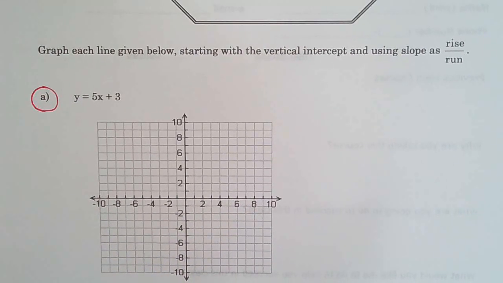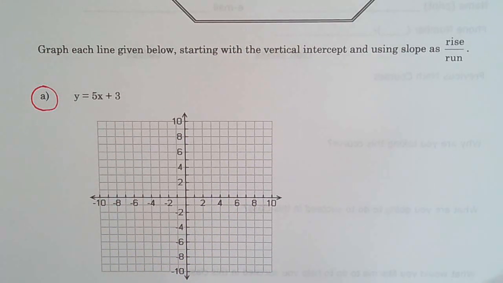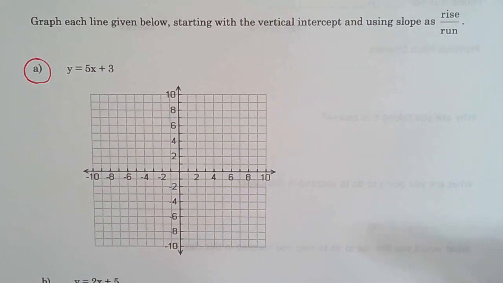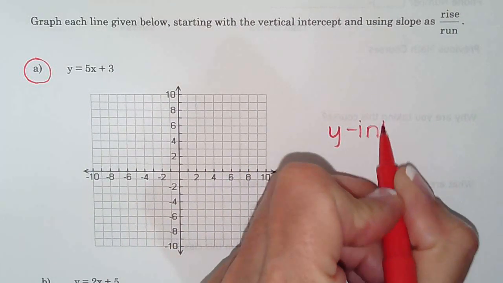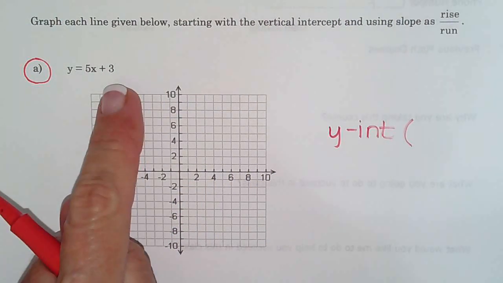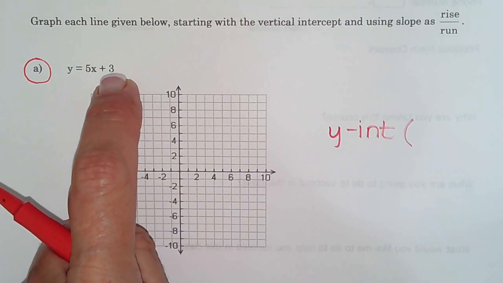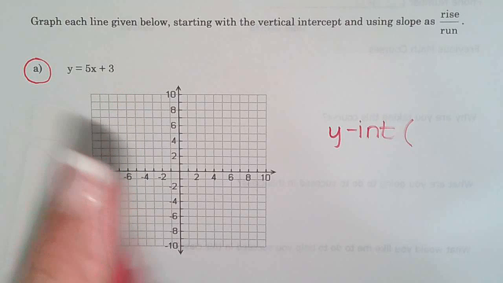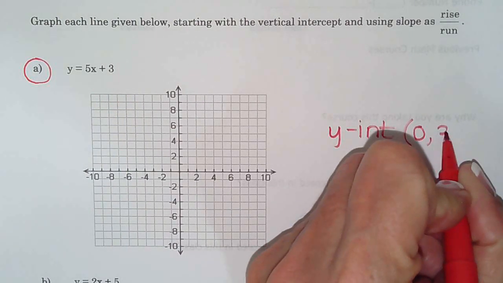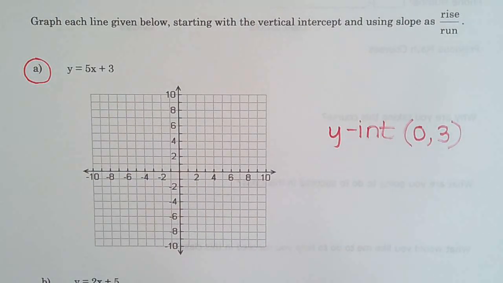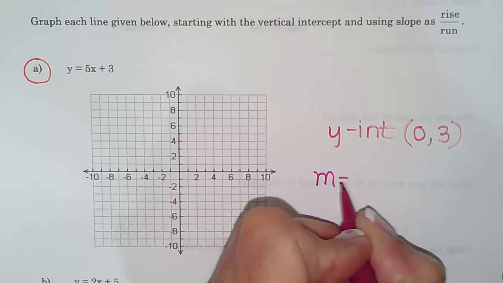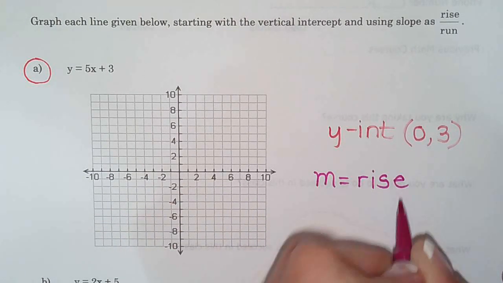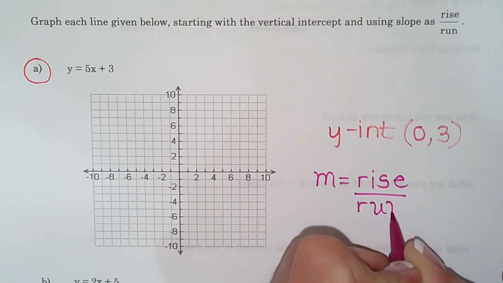So we start with the vertical intercept, and then we do rise over run. I always tell students the best way not to miss these is go over to the side and write y-intercept. And we learned this is the y-coordinate of the y-intercept. The y-intercept always has x equal to 0, so this would be (0, 3). Then we have our slope, which is rise over run. So write both of those down. Then all you have to do is go to the graph and do what it says.